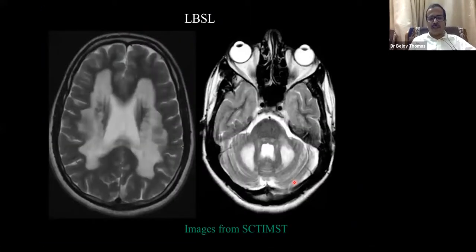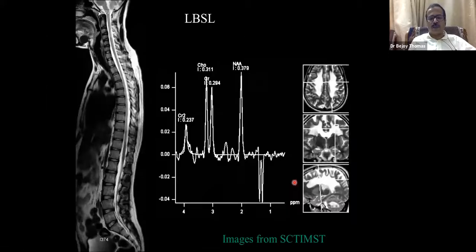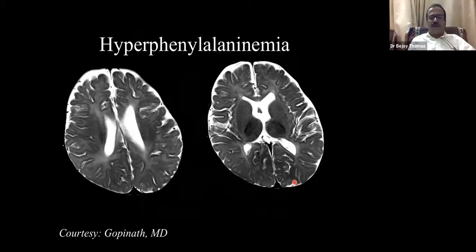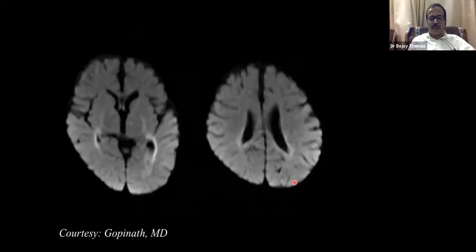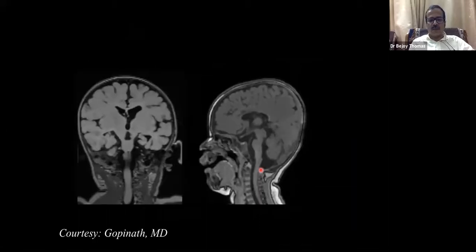So LBSL is another condition, again diagnosed more on the basis of MR imaging appearance, and this large lactate peak will give you a clue to the diagnosis. Phenylketonuria, again, is diagnosed based on MR imaging appearance and the clinical presentation. And we can see the peritrigonal white matter diffusion restriction and white matter hyperintensity, non-specific findings.